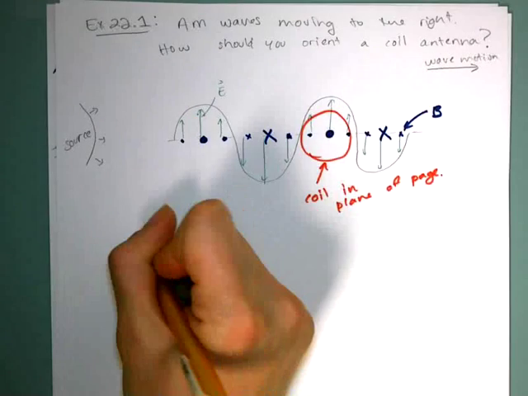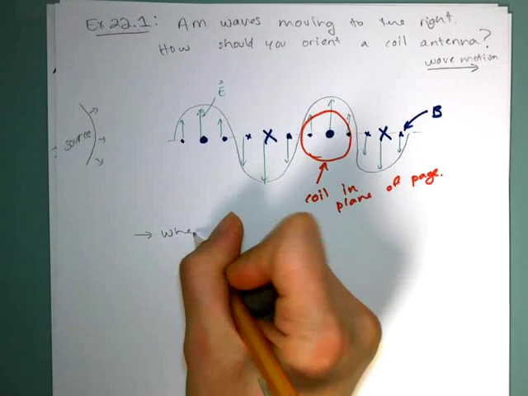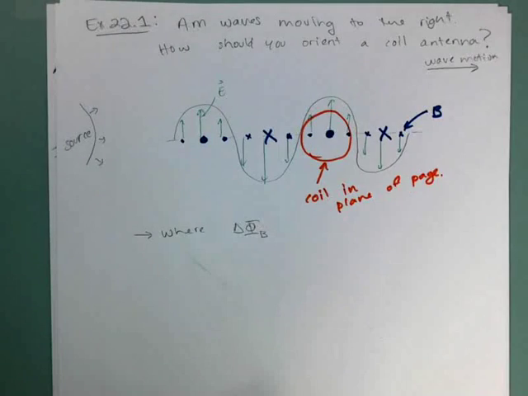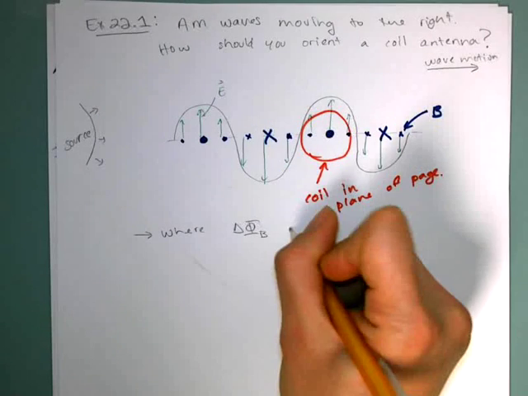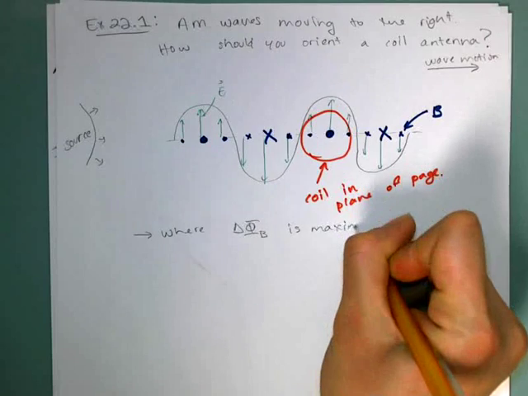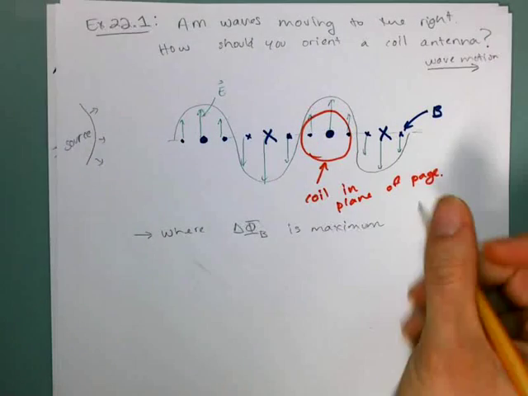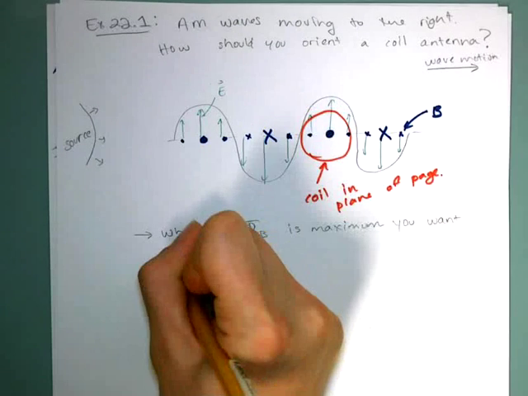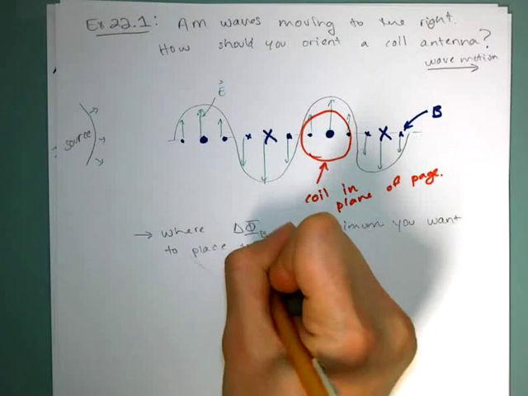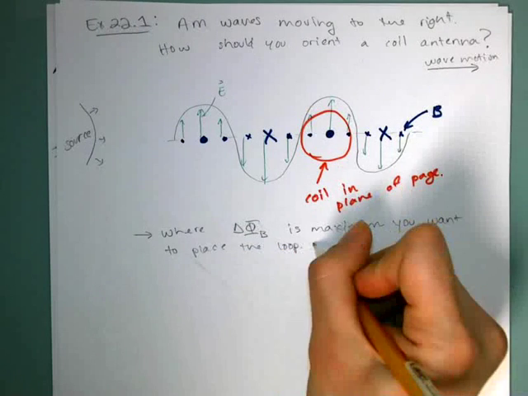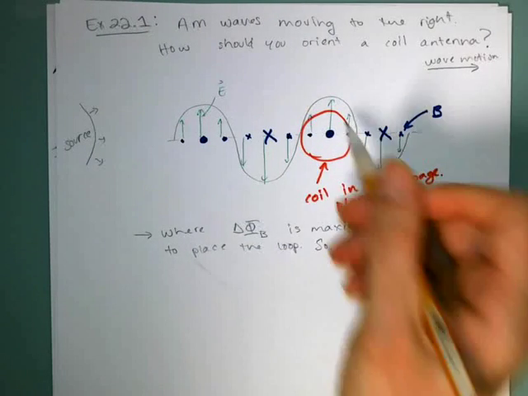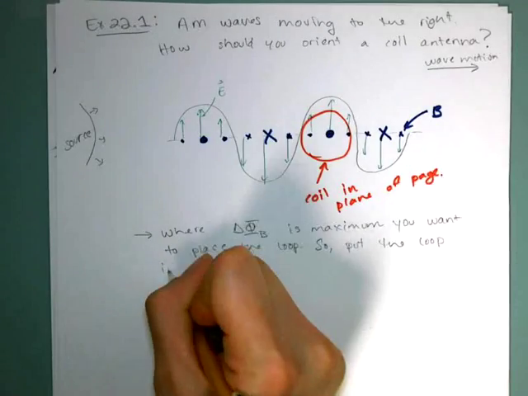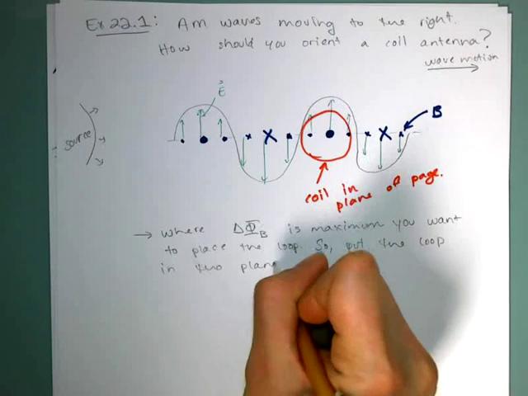All right, and so I'm going to write some things down. Where the change in magnetic flux, subscript B, is maximum, you'd place the loop. So put the loop in the plane of the page.